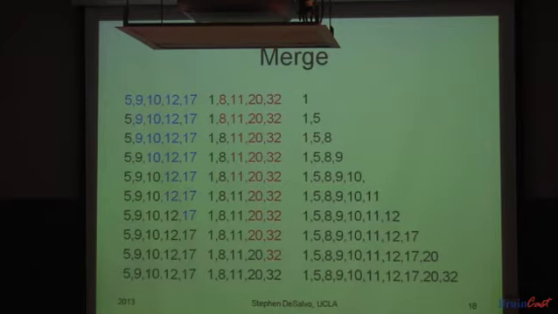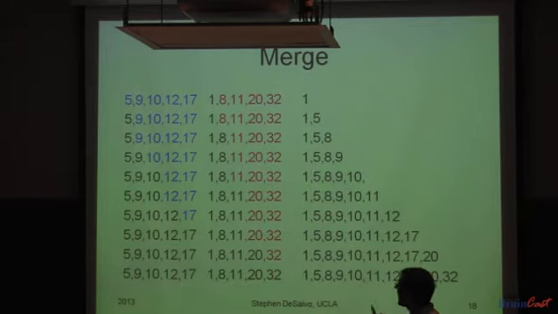Here's the idea. Here's the merge part. I split it into half, I sort this, and now I merge them. Let's do the merge. So how does the merge work? I point to the 5, I point to the 1. 1 is less than 5, so I put the 1 in place.